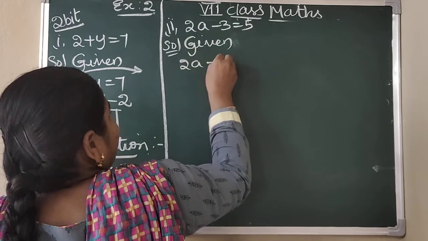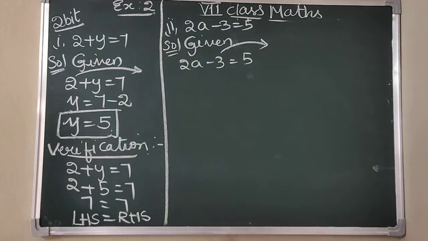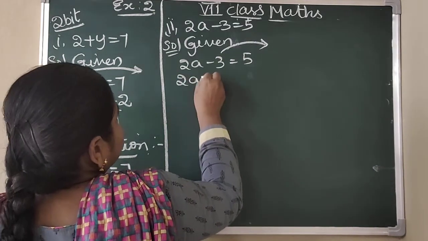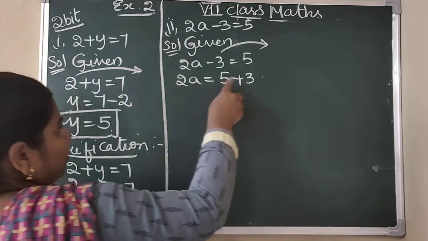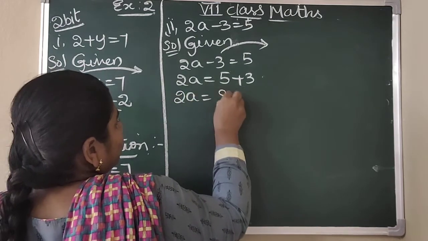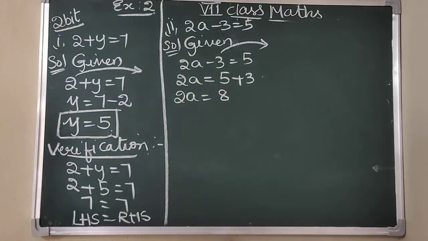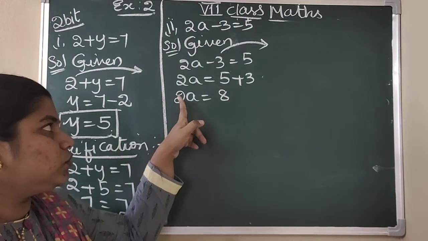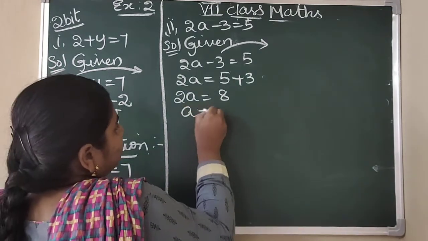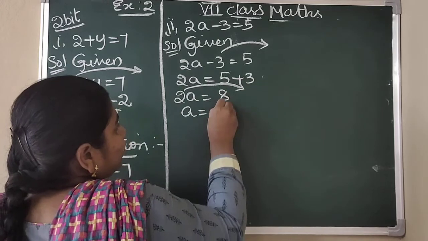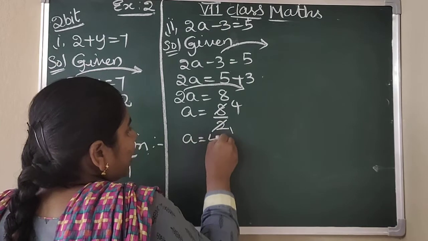Given 2a minus 3 is equal to 5. So if you transpose this minus 3 to the other side, that will change to plus. So 2a is equal to 5 plus 3. Now what is 5 plus 3? 5 plus 3 is 8. So 2a is equal to 8. Now again a should be alone, that means 2 should be transposed. 2 is in the form of multiplication, so if you transpose this 2 to the other side, that will be converted to division. So a is equal to 8 by 2. 2 ones are 2, 2 fours are 8. So the a value you got is 4.